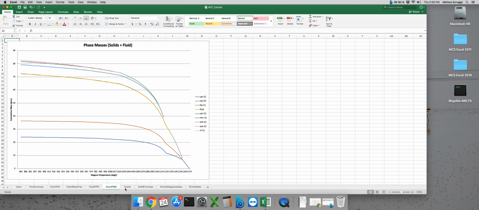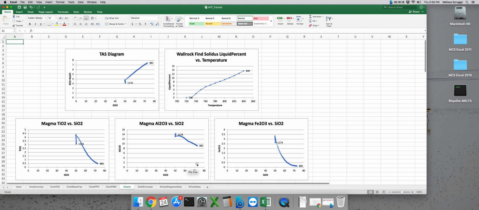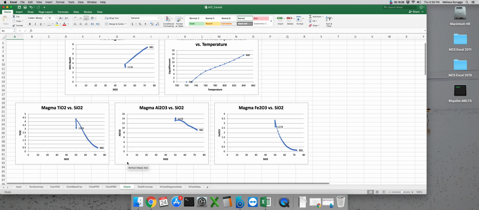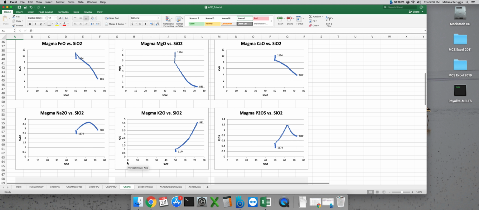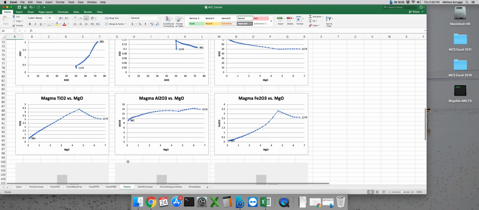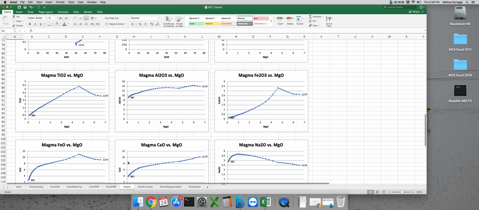Our final charts tab reproduces the major element variation diagrams that we watched evolve during the run. By default, we've got a first set as Harker diagrams with weight percent SiO2 on the x-axis. And then if you scroll way down, we have some Fenner plots with weight percent MgO on the x-axis. But you can actually change these to whatever you want.